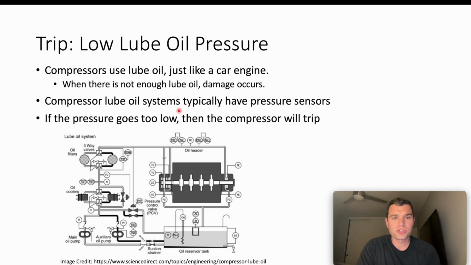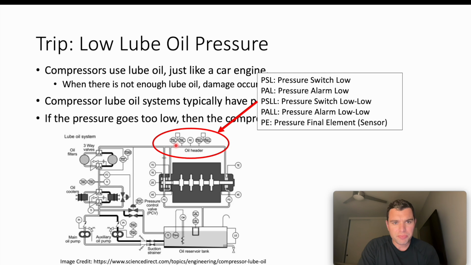Compressor lube oil systems typically have pressure sensors. And the purpose of those pressure sensors is to make sure that you have enough circulation. If the pressure is too low, then the compressor will trip. So in this diagram, you can see PSL, PAL, PE, PSLL, PALL.